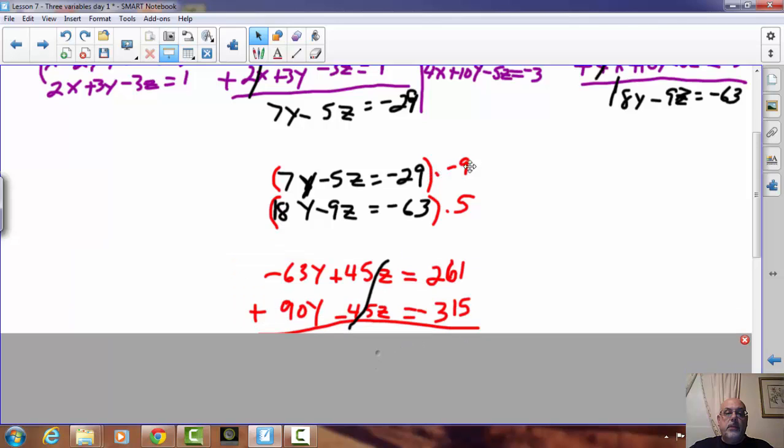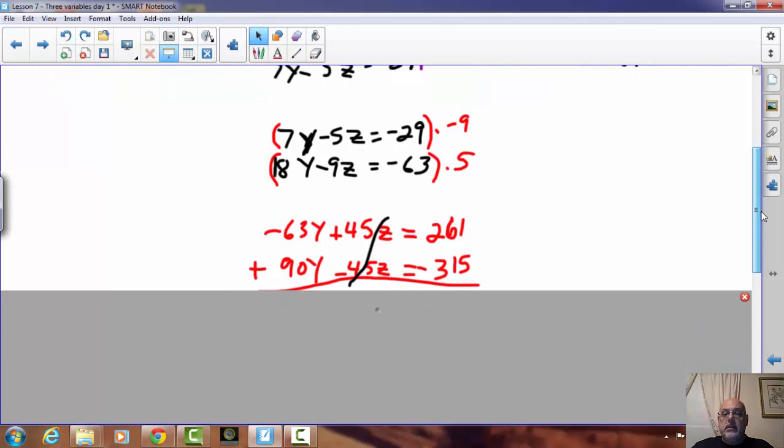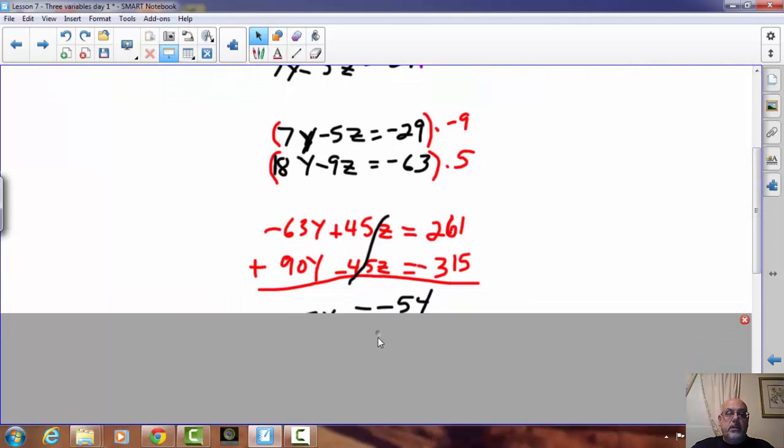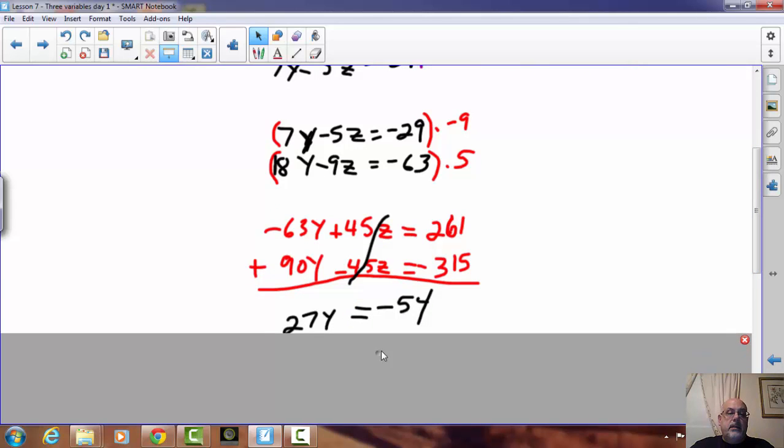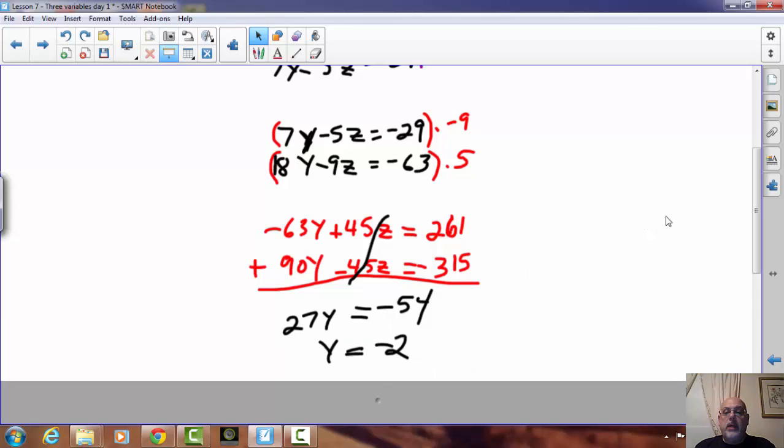So the first equation multiplied by negative 9 is negative 63y plus 45z equals 261. Second equation multiplied by 5, 90y minus 45z equals negative 315. So now I add those equations together, and the z's drop out, which is what I wanted. So 27y equals negative 54, y equals negative 2. Okay, so now I have a value for y.